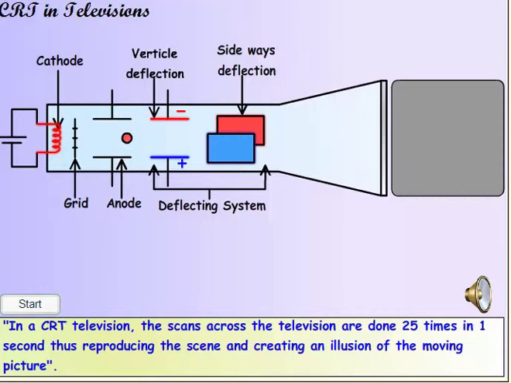In a CRT television, the principle used is that of a cathode ray tube. The scans across the television are done 25 times a second. Since this is such a fast reproduction of the scene, it creates the illusion of a moving picture.